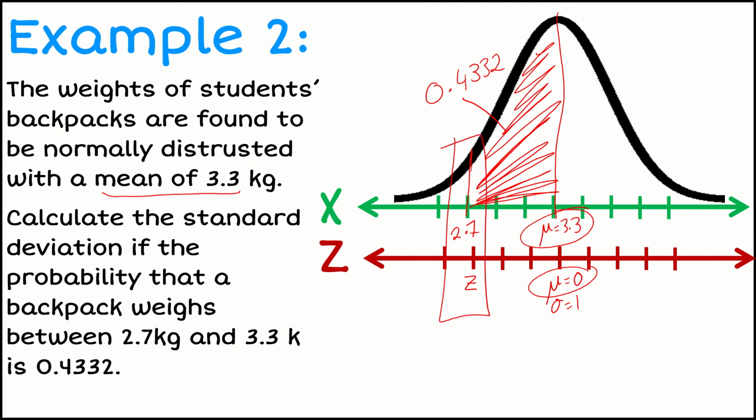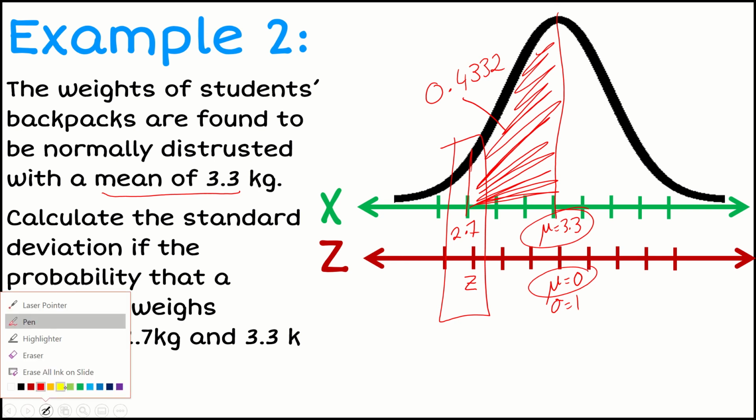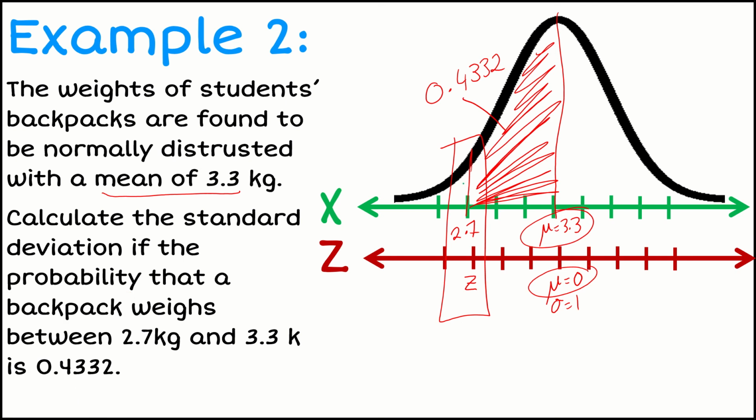Okay, now to do this, this is where we've got to do one more step. What we need to do is work out the opposite bit. So let me just change to a different colour. If the red probability that I've shaded in there is 0.4332, I need to figure out what this little tail here is. Remember in our calculator we usually gave it the tail values or the centre values. So we need to work out what that tail on the left there is.